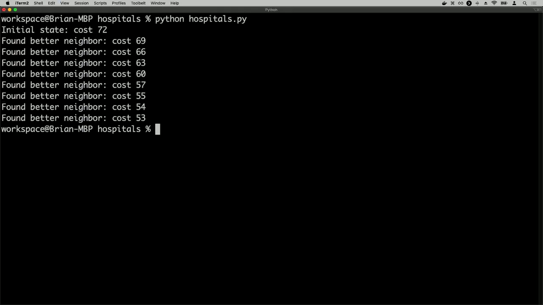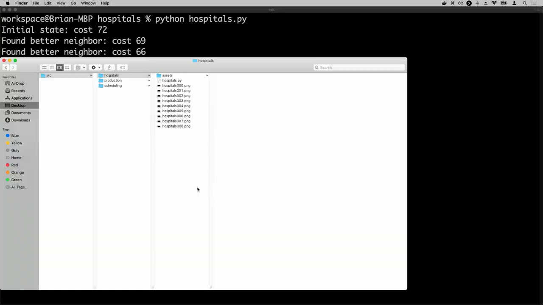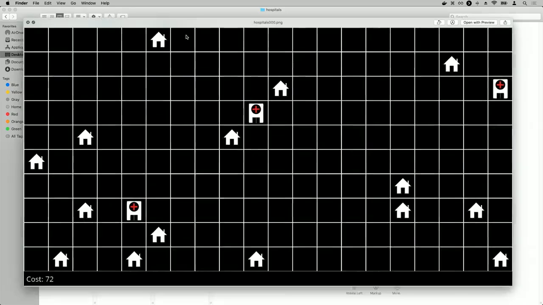And we see that we started. Our initial state had a cost of 72, but we were able to continually find neighbors that were able to decrease that cost, decrease to 69, 66, 63, so on and so forth, all the way down to 53 as the best neighbor we were able to ultimately find. And we can take a look at what that looked like by just opening up these files.